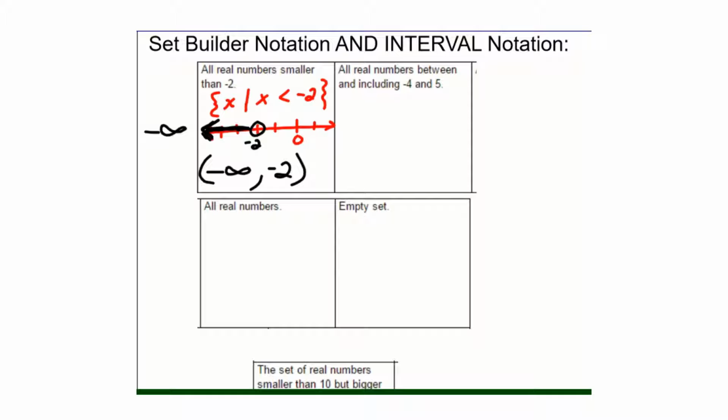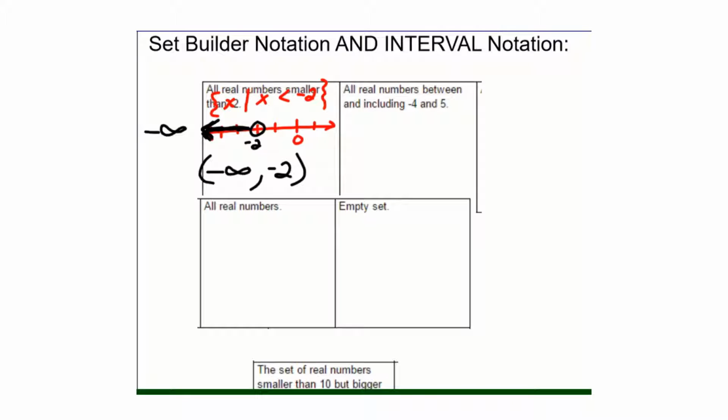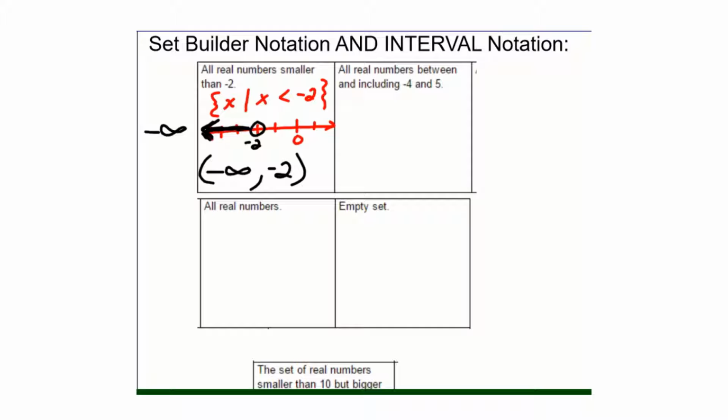Okay. All real numbers between and including -4 and 5. So the way we handle that, hold on a second. Okay, there was our set builder notation, and we're including -4 and 5. Here's how we'll handle our interval notation.